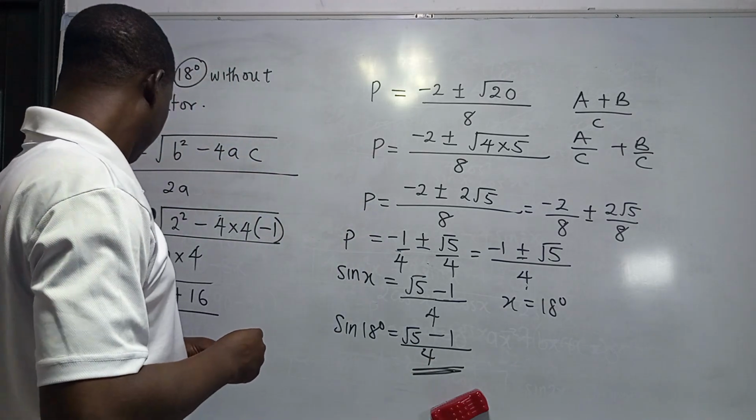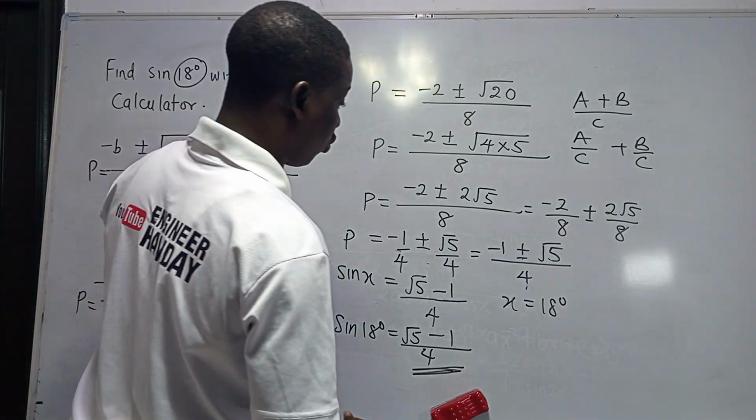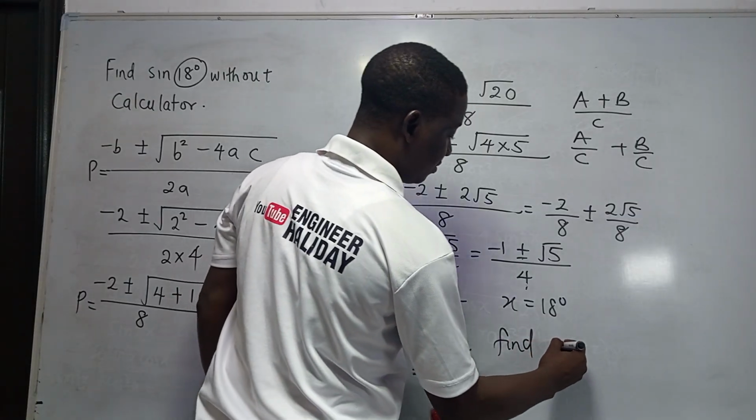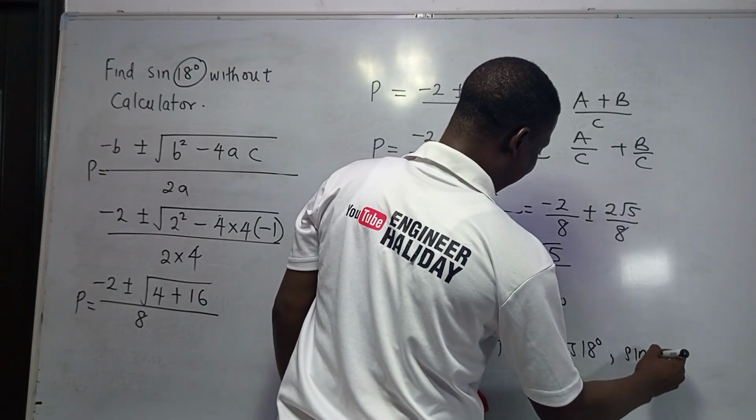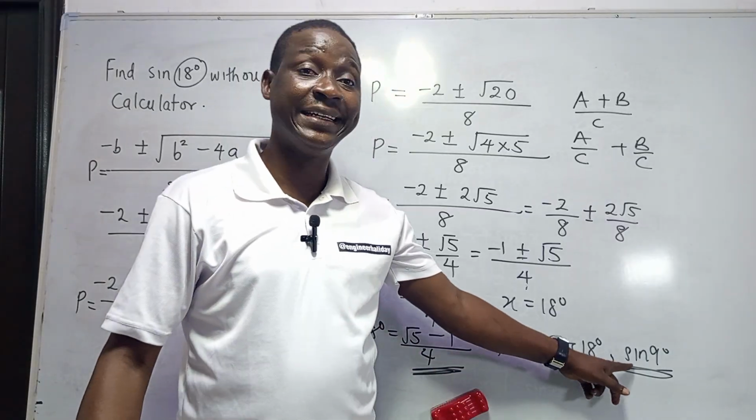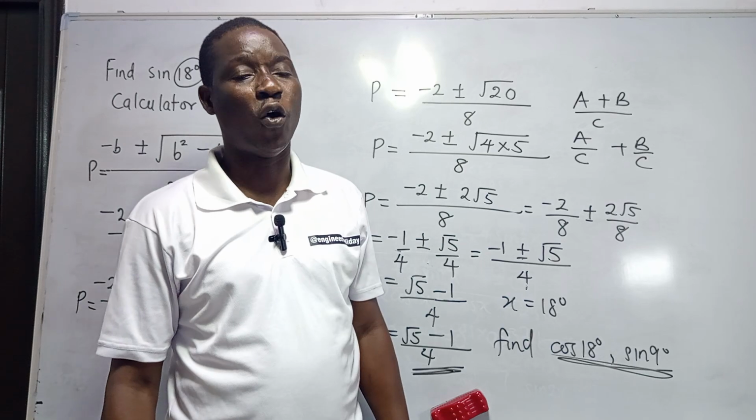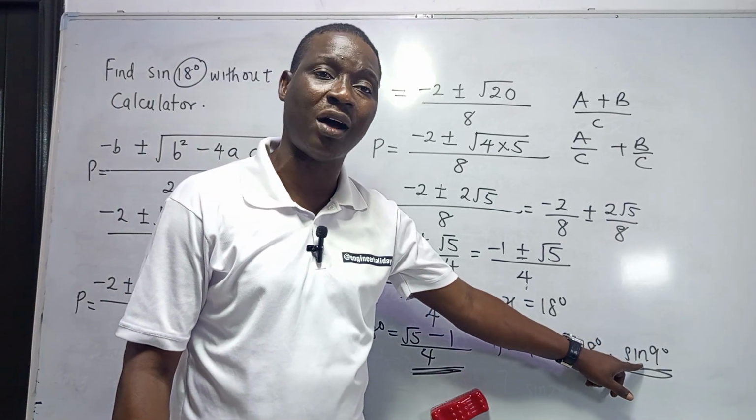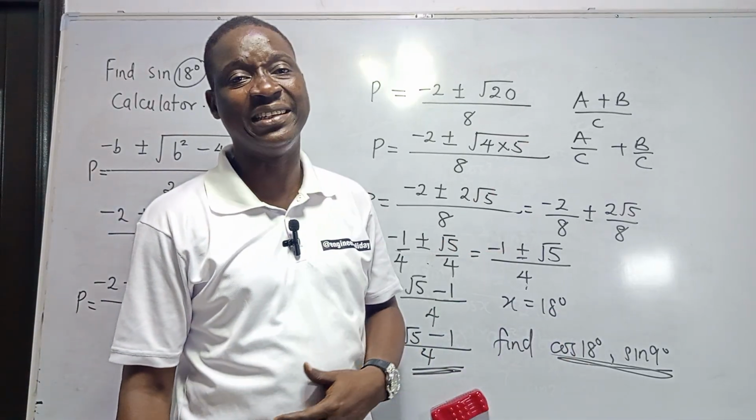Final answer. If you have any issue with it, please make your statement in the comment section. But assignment: find cos 18 degree and sine 9 degree. I think with this method, you can be able to find that. Find them without the use of a calculator. In our next class, we will show you how to solve sine 9 degree, cos 18 degree, even cos 9 degree.